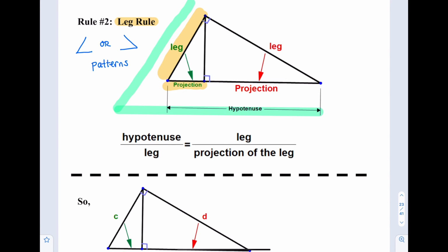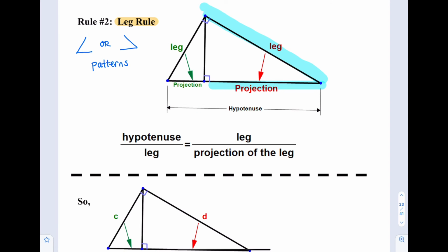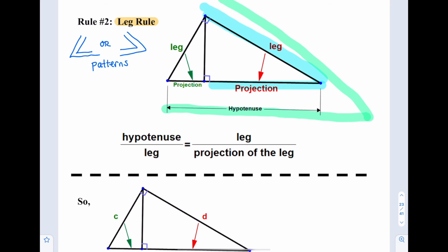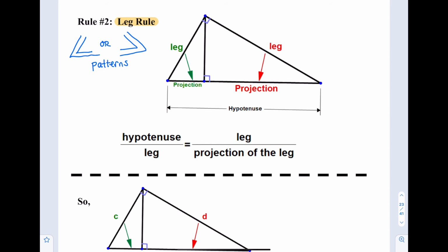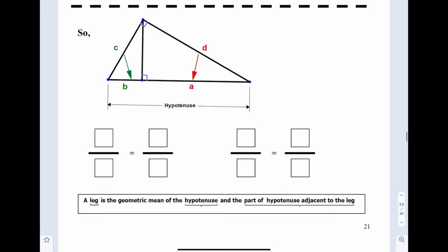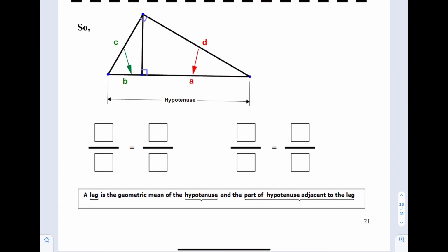Or we may have the other small right triangle inside there, the leg and the projection known, and then we can compare that to the big right triangle, which shares the leg and part of the hypotenuse. So the part that they both share, the big triangle and the small little triangle, is the leg part, and that's why we call this the leg rule. Since they both share the side that's called the leg, that's the geometric mean. It's the thing that shows up twice in the proportion.